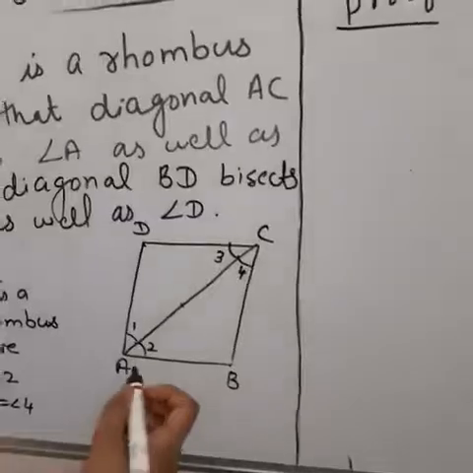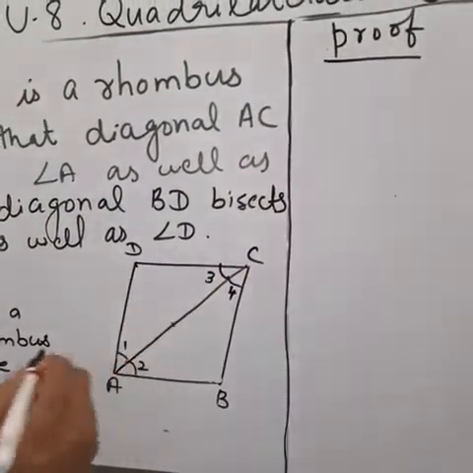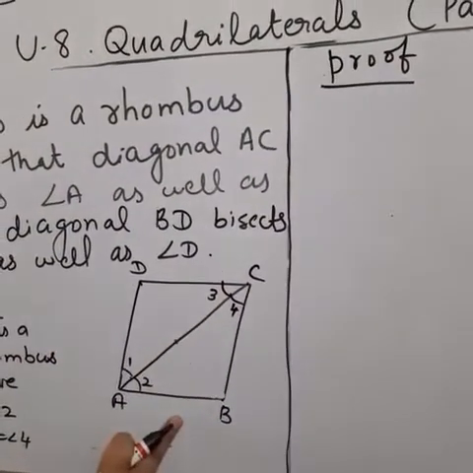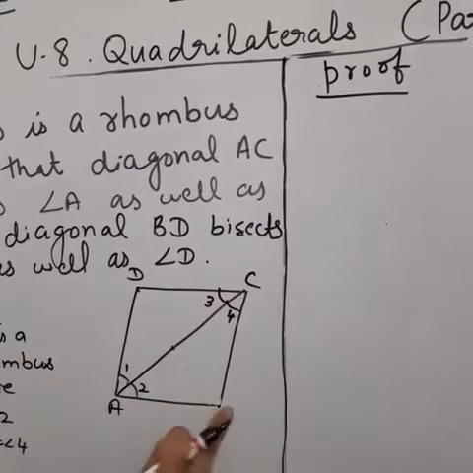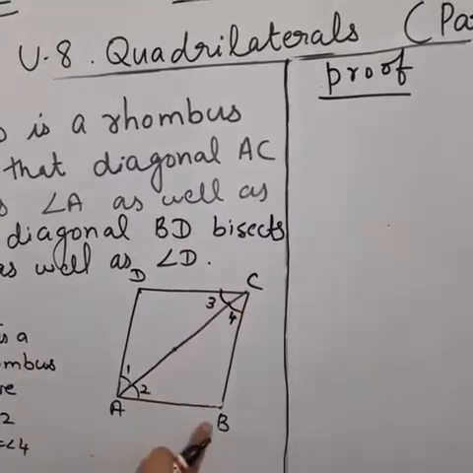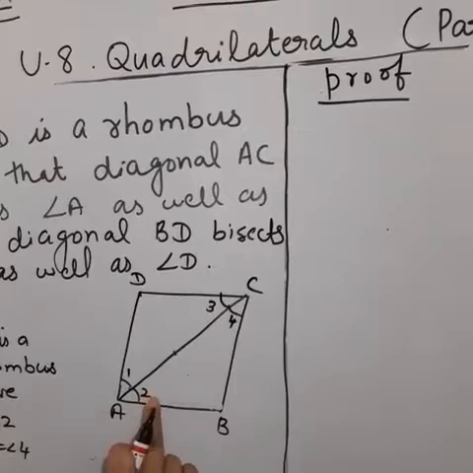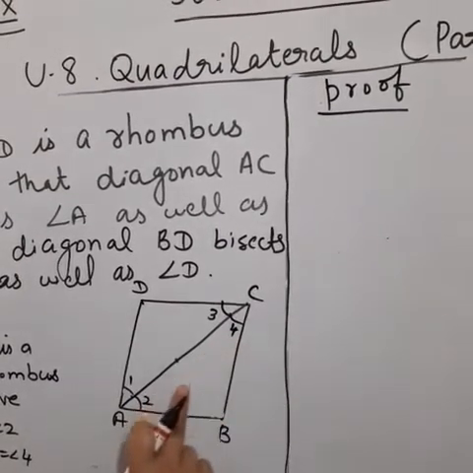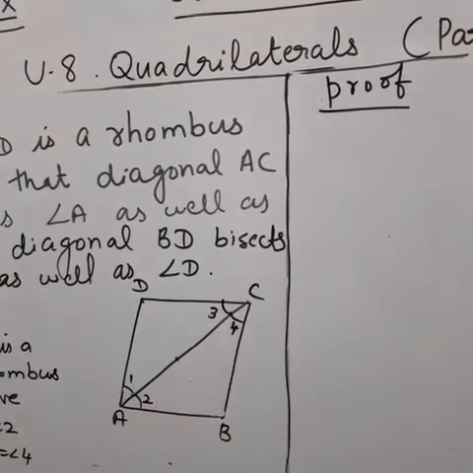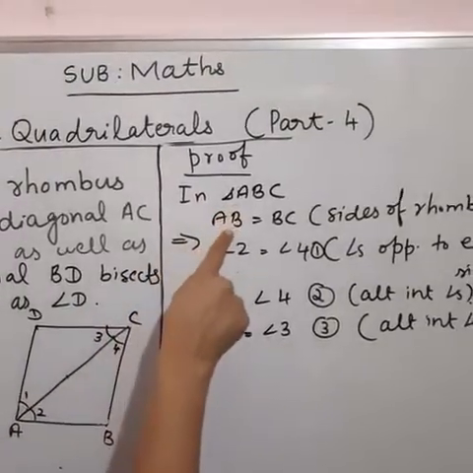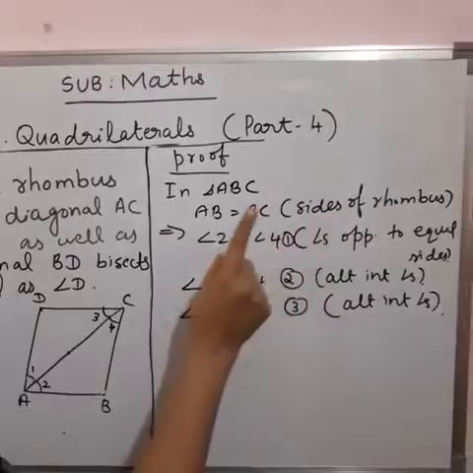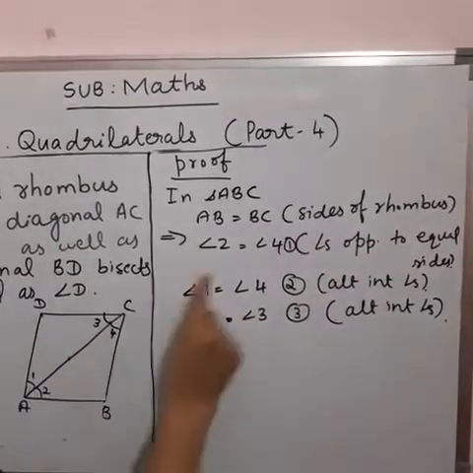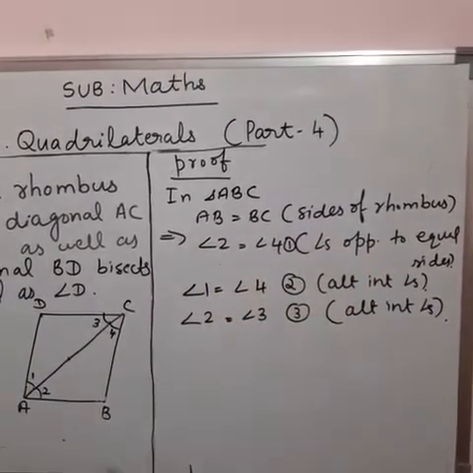So, in rhombus ABCD, you know all sides are equal. So, in triangle ABC, we can take AB is equal to BC, and therefore angle 2 is equal to angle 4. You know the theorem, the angles opposite to equal sides are equal. So, in triangle ABC, AB is equal to BC, sides of rhombus. Therefore, angle 2 is equal to angle 4, angles opposite to equal sides. Equation 1.